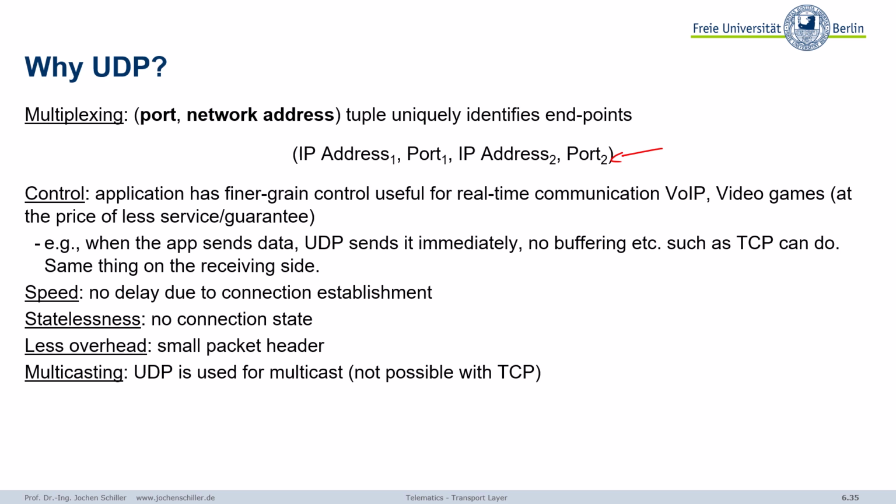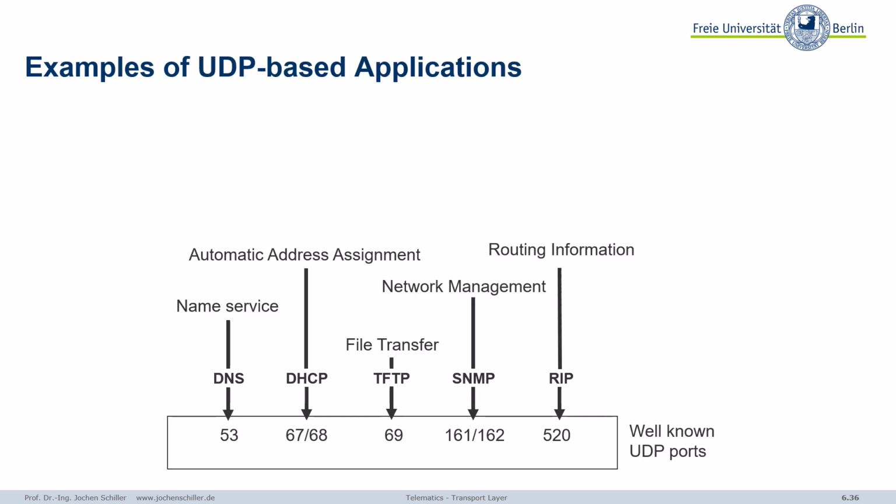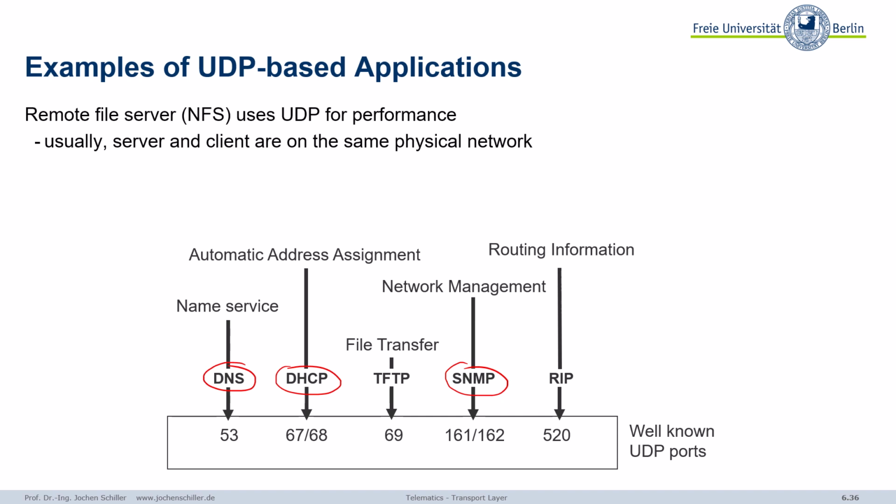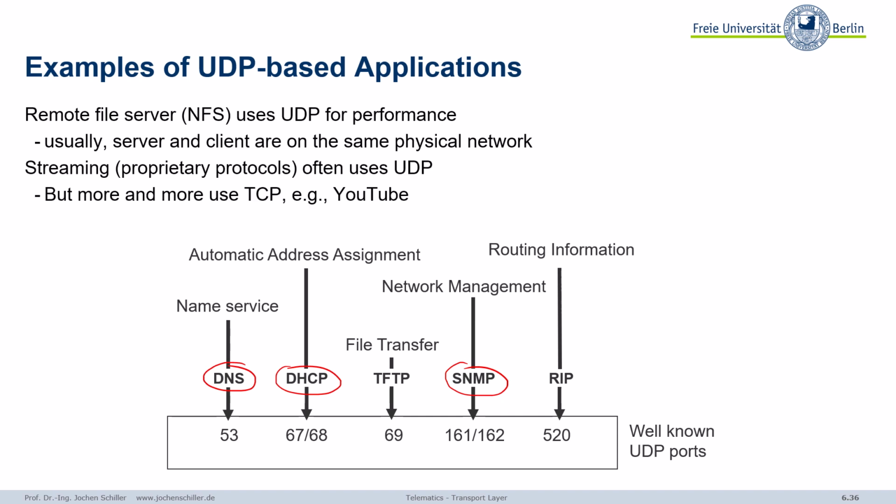So UDP, very simple, and some applications use it. For network management, we learned SNMP uses it, DHCP uses it, the classical DNS uses it. Reliability is not an issue. Well, we simply repeat a request. Many more things use it. Network file systems, for example, because the performance is higher and we don't have any big issues. We typically are on the same physical network, servers and clients. UDP was also used for streaming, but more and more streaming platforms switched over to TCP.